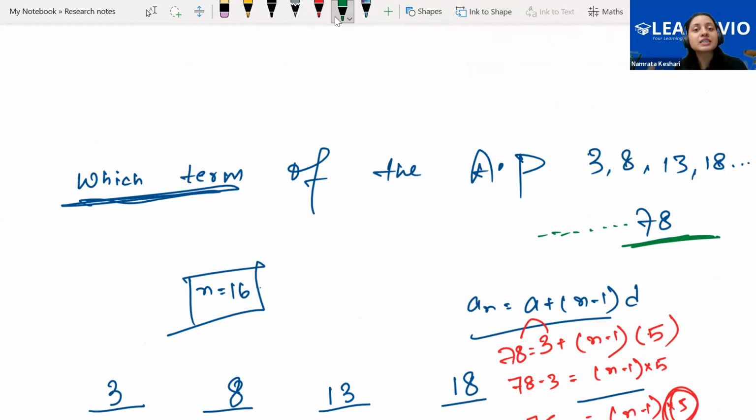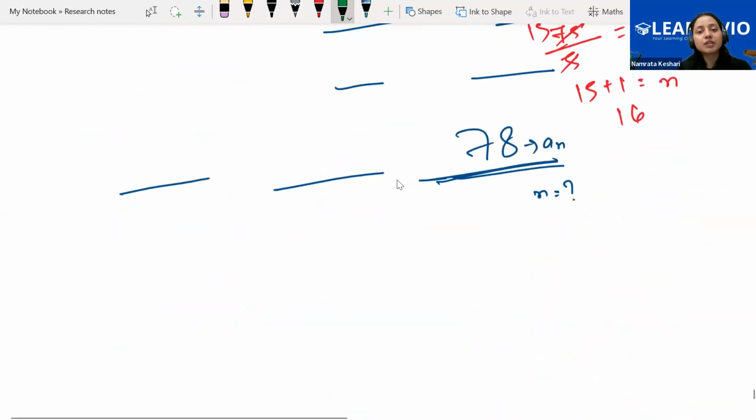So can we say total 16 blank spaces are there, total 16 places are there, total 16 terms are there? For this one, can we say total 16 terms are there? If the last term 78 is given, and we got to know that the 16th number is 78, and we are also saying the last number is 78, can we say total 16 terms are there? Yes or no?